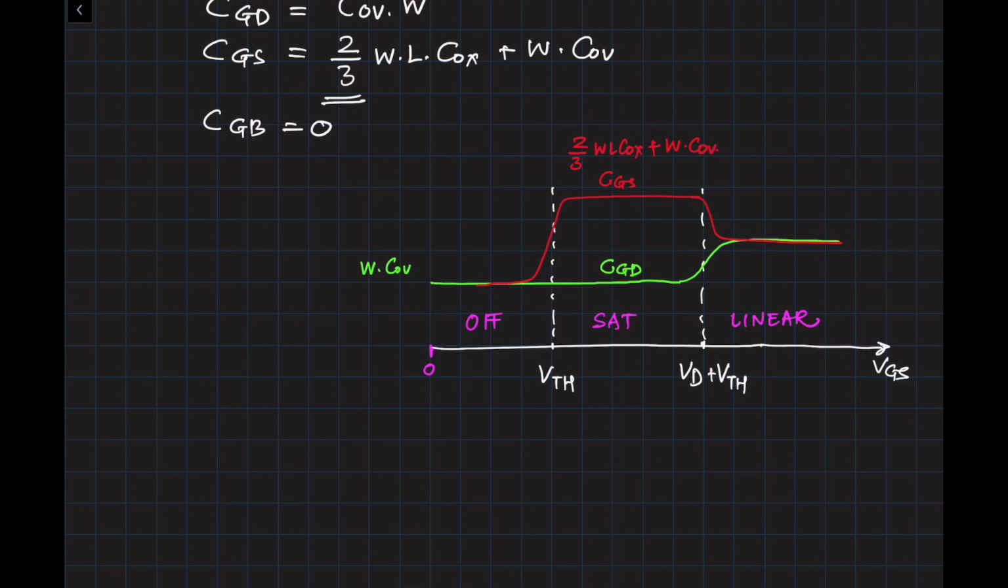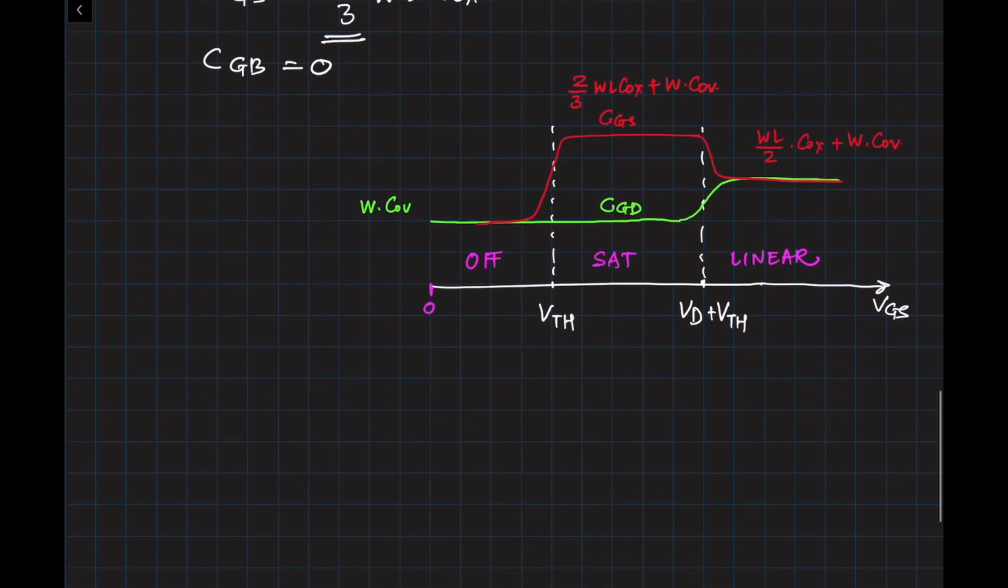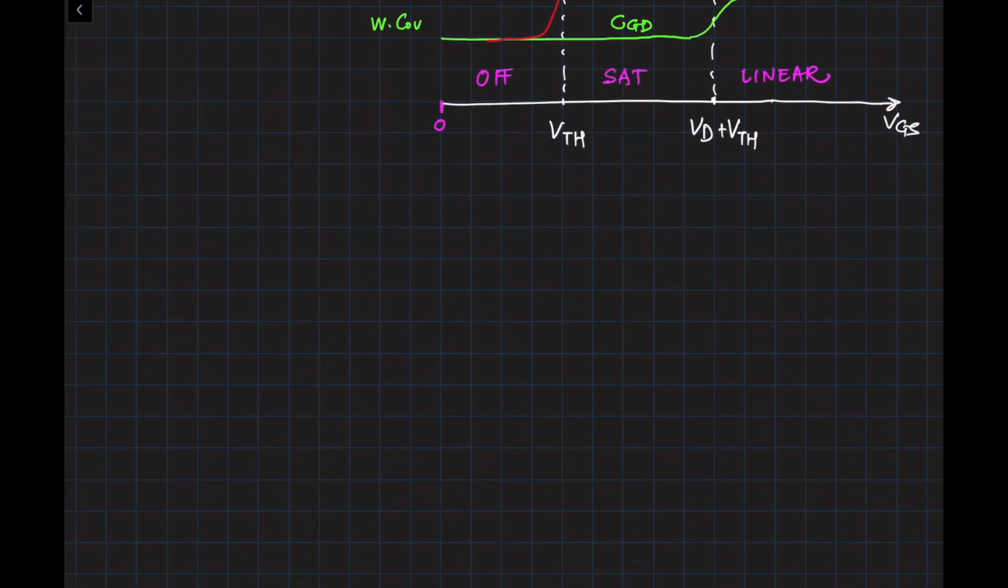And in the linear region, the transistor has gate to source and gate to drain capacitances which are identical, half and half. So WL divided by 2 times Cox plus W times C overlap. So this takes care of the gate to drain, gate to source, and gate to bulk capacitance so far. If you look at either the drain or source region, then it looks like this in 3 dimensions. It's going to look like a candy bar. I like to call it an inverted candy bar, and it's in the substrate region.